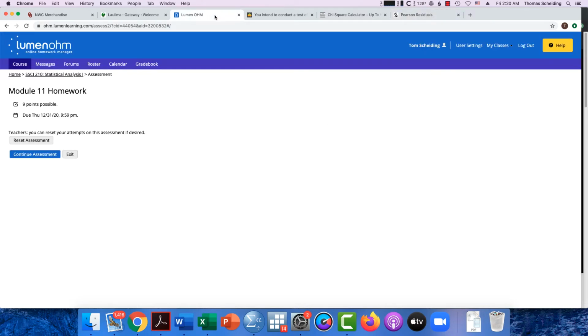Okay, so I want to walk you through module 11's homework for the chi-squared distribution. So let's just talk a little bit about what is a chi-squared distribution. What does it give us? What is it telling us?